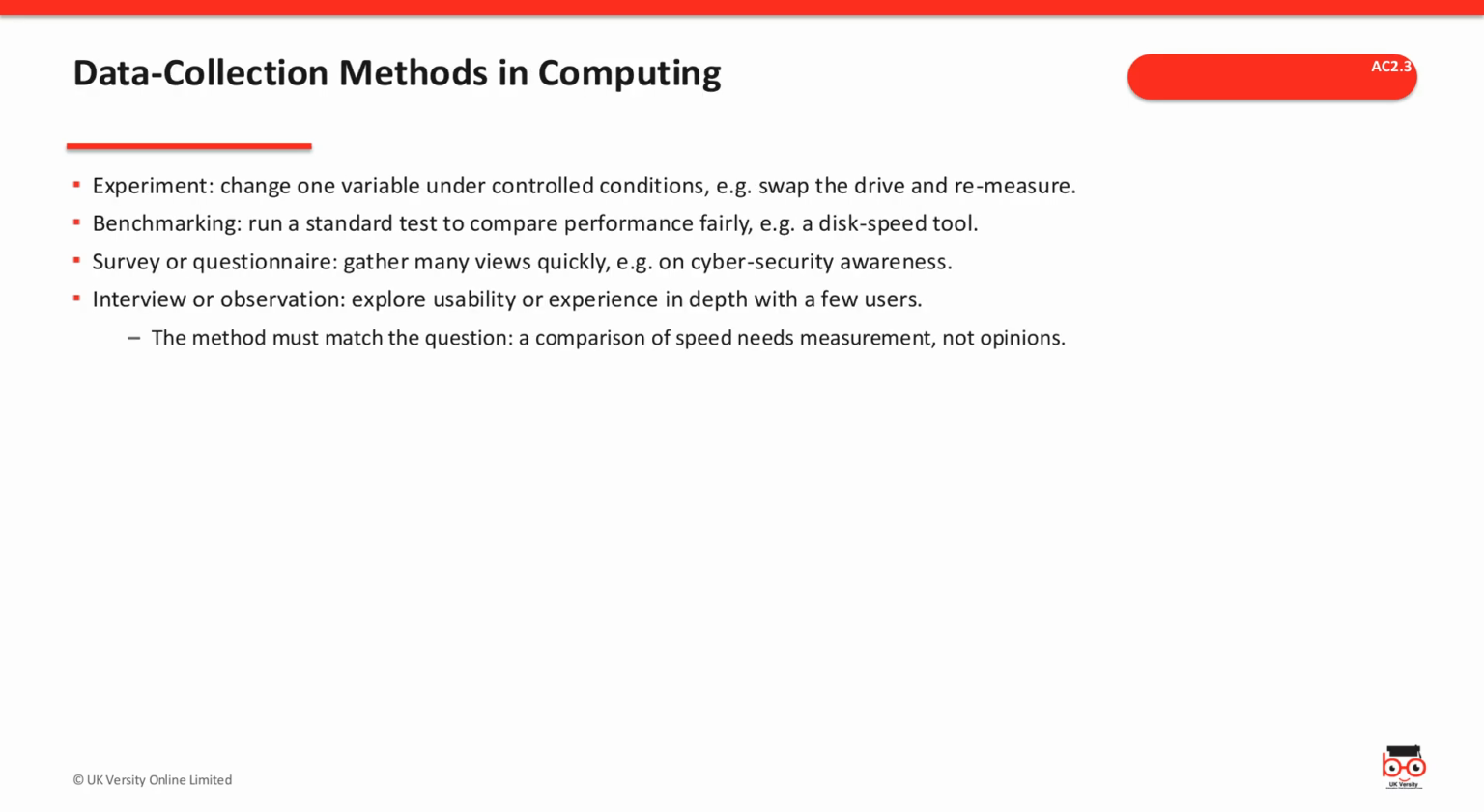In computing, you've got several data collection methods to choose from. An experiment changes one variable under controlled conditions, like swapping the drive and remeasuring. Benchmarking runs a standard test so you can compare performance fairly using something like a disk speed tool. A survey or questionnaire gathers many views quickly, perhaps on how aware students are of cybersecurity, and an interview or observation lets you explore usability in depth with just a few users. The golden rule is that your method must match your question, so a comparison of speed needs measurement, not opinions.